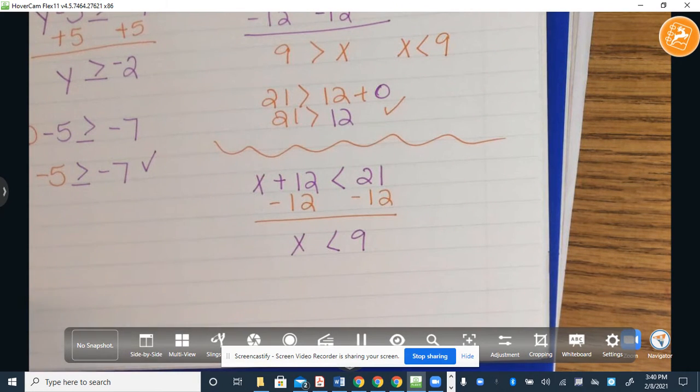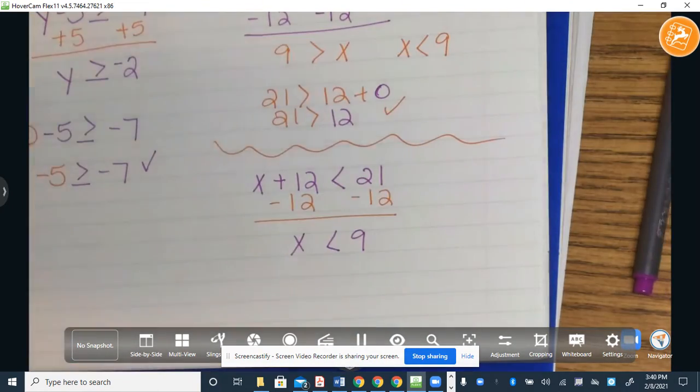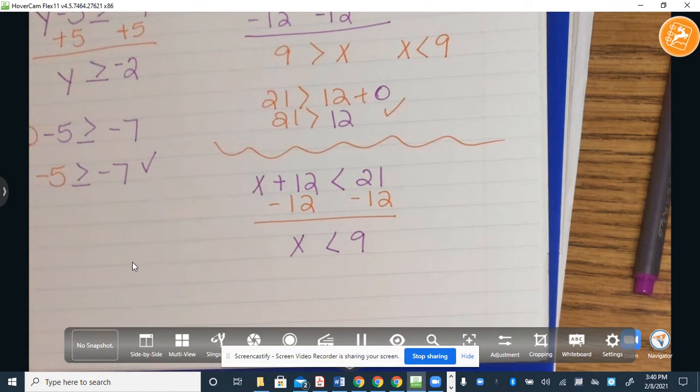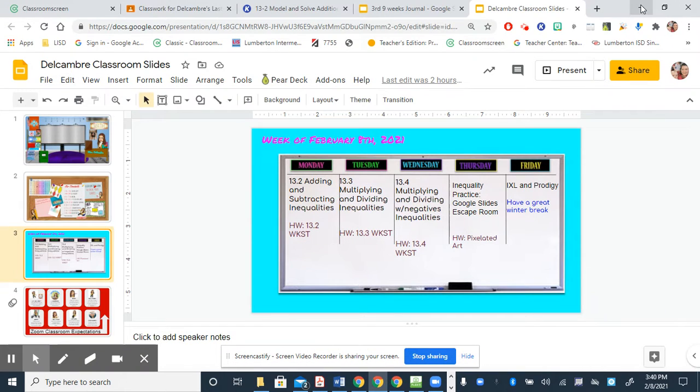Okay, so that does it for the notes. Your homework for tonight is the 13.2. I'm going to minimize this real quick and we'll take a gander at our homework.